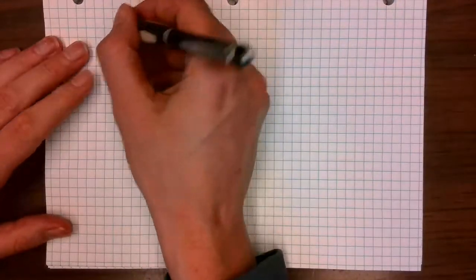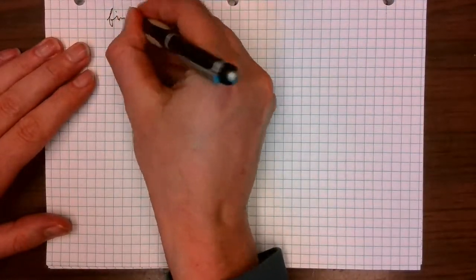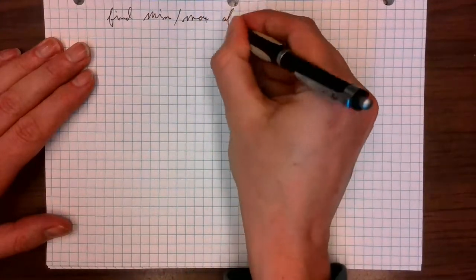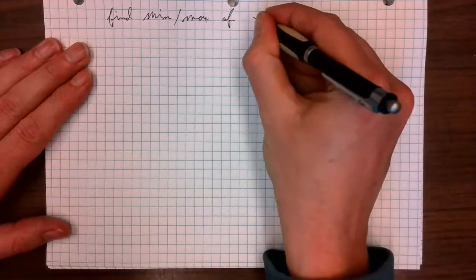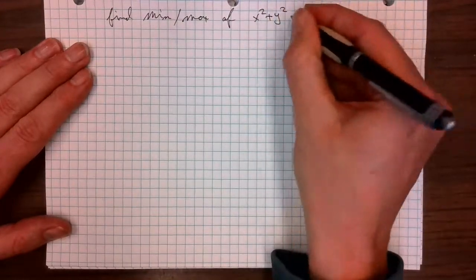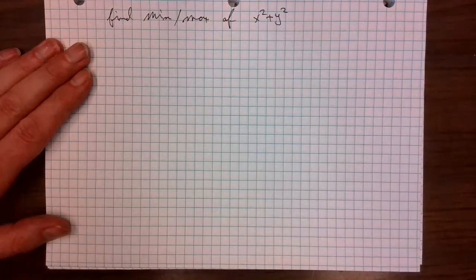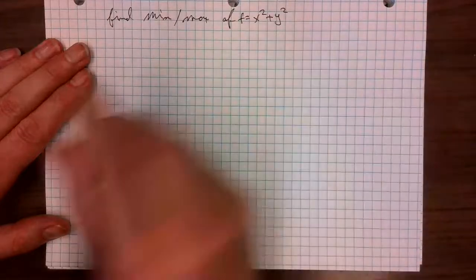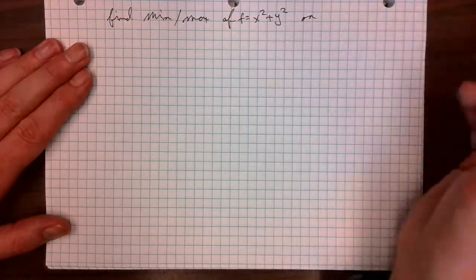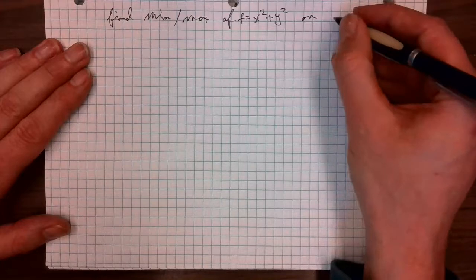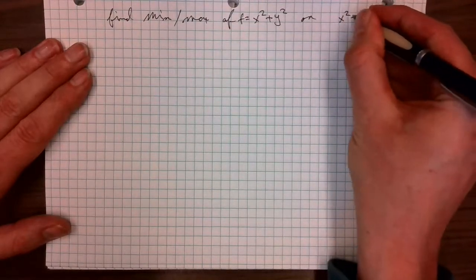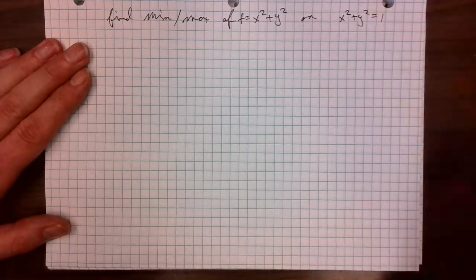Let's find the min and max of, let's do a very simple example, x squared plus y squared is our function. Let's call it f again. Let's look at it on the unit circle, so on x squared plus y squared equals 1.